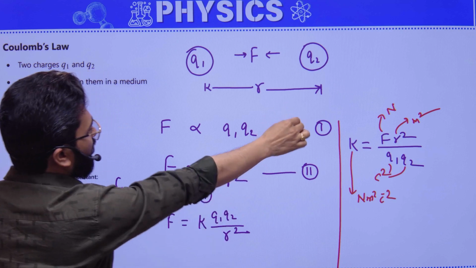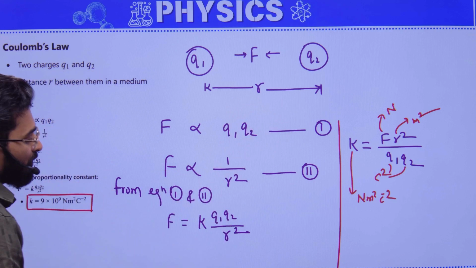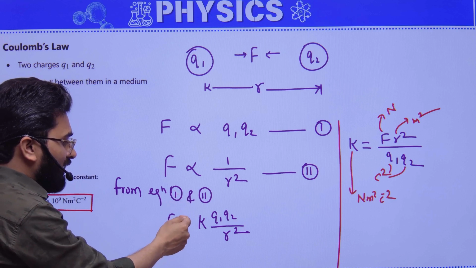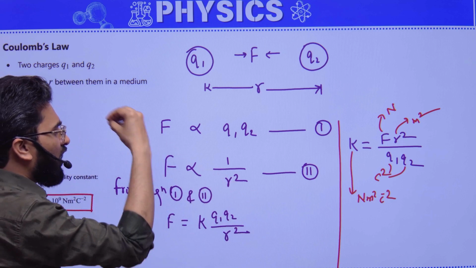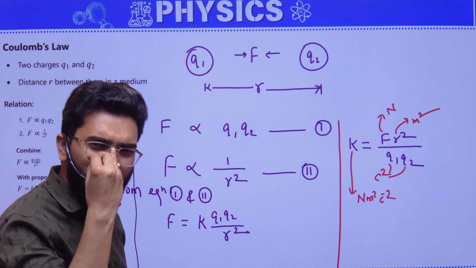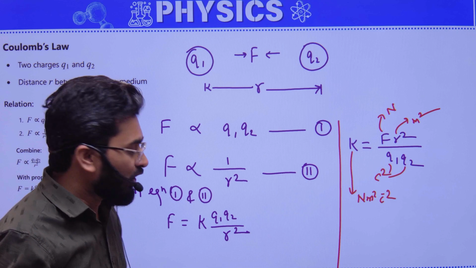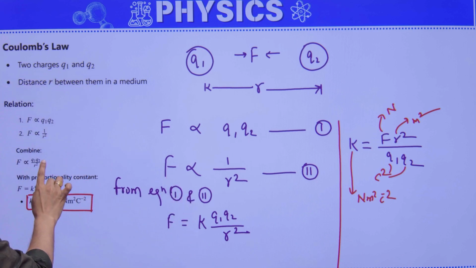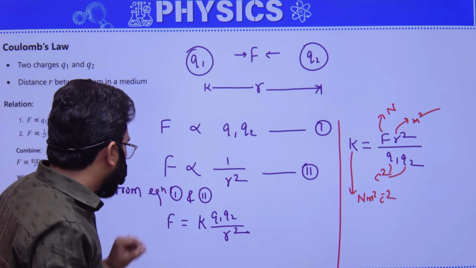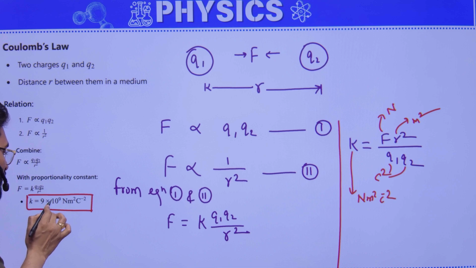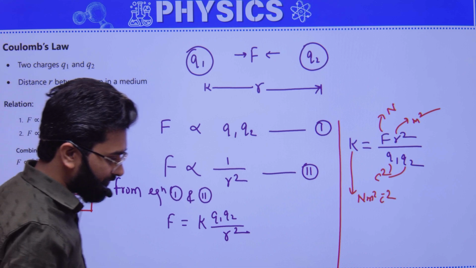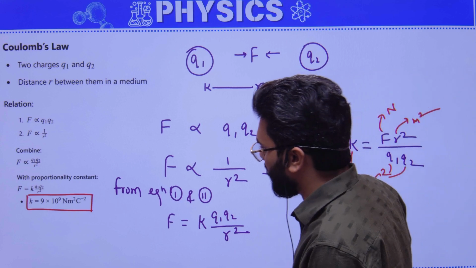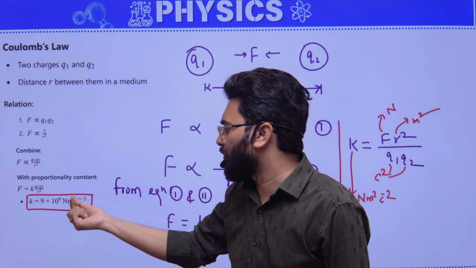From equations 1 and 2, we get a new form: F is equal to K Q1 Q2 by r square. You know, in mathematics, without an equality, these proportionalities are not useful. So to make an equation, we have to give a proportionality constant. Here the proportionality constant is K, whose value is 9 into 10 to the power 9 Newton meter square per coulomb square. Many times students forget the unit of this K.